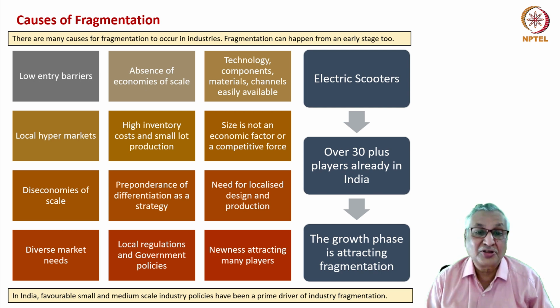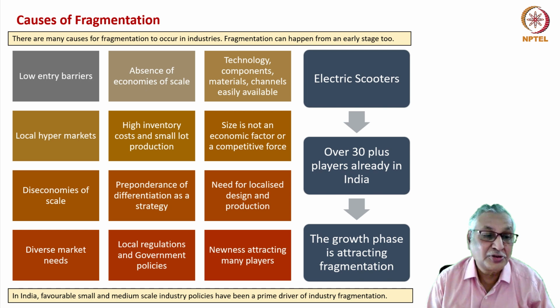Then there could be causes related to high inventory costs and small lot production. That is, the industry is suitable if you are able to do it in batches rather than in continuous standard throughput production. Let's say heavy engineering activity which is required for a railway yard, and that can be done in small lots. And if you try to do it at high scale, the inventory costs will be very high. The preference therefore is to remain small.